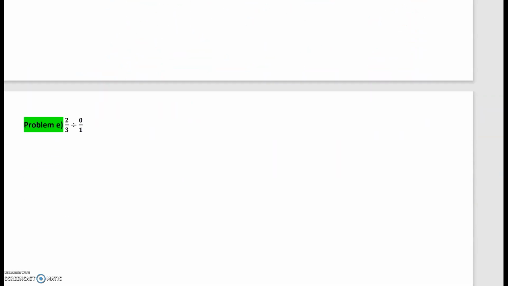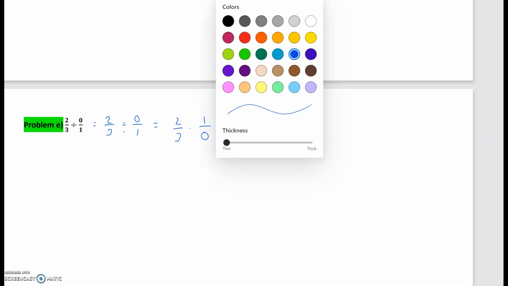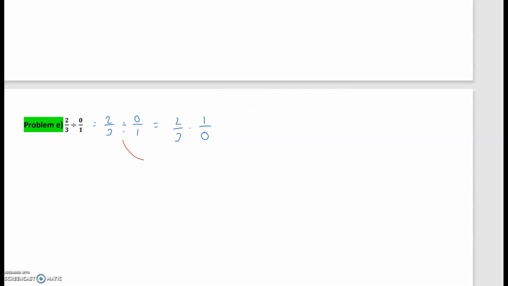Let's take a look at problem E. And in problem E, we're technically looking at the value of 2/3 divided by 0 over 1, or 2/3 times 1 divided by 0. And here we encounter a problem. This is one of the basic properties. Remember, division to multiplication, then technically they're reciprocal. And then in this case, we technically have a 2 times 1 and a 3 times 0, or a 2 divided by 0, which is undefined.